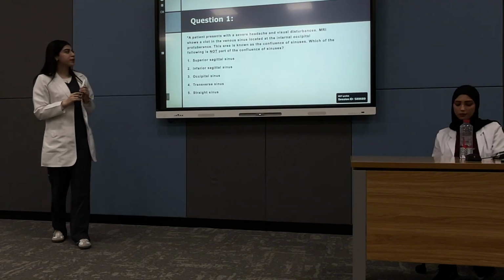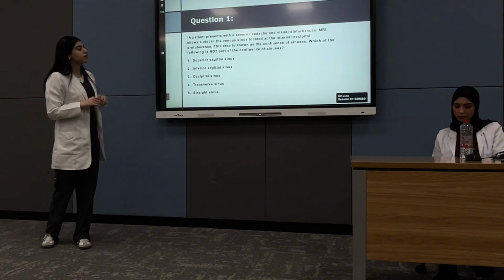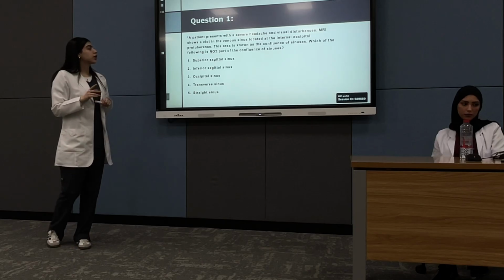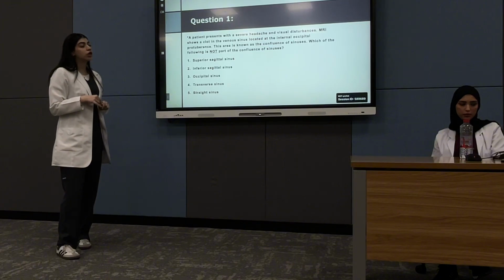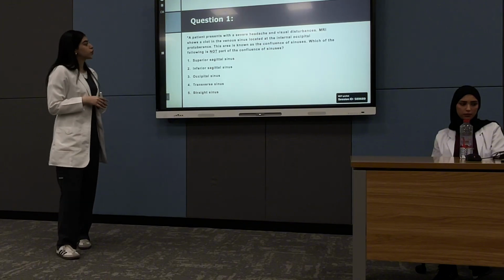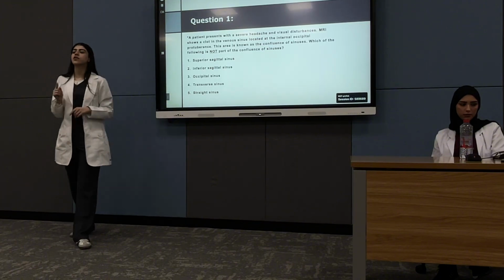Okay, question 1. A patient presents with severe headache and visual disturbance. An MRI shows a clot in the venous sinuses located at the internal occipital protuberance. This area is known as the confluence of sinuses. Which of the following is not part of the confluence of the sinuses?